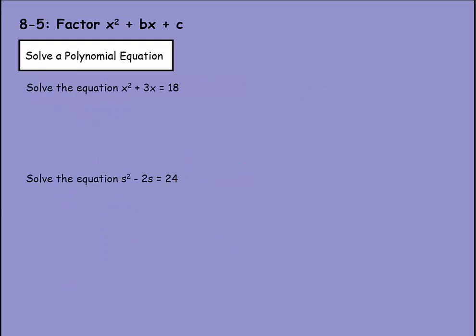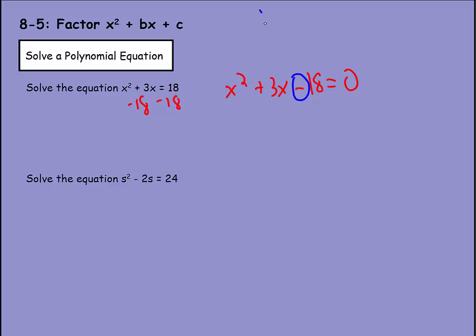Let's solve polynomial equations then. We have x squared plus 3x equals 18. Remember, we need to solve for these equations just like last lesson. We need to have a 0 over here. So we could subtract 18 from both sides. So that would give me x squared plus 3x minus 18 equaling 0. Here I see a negative product. That means it's got to be a positive and a negative number.